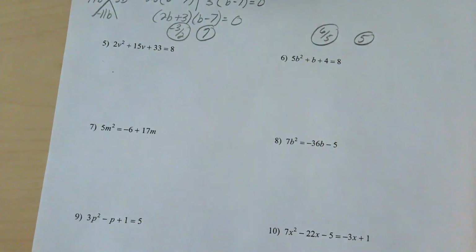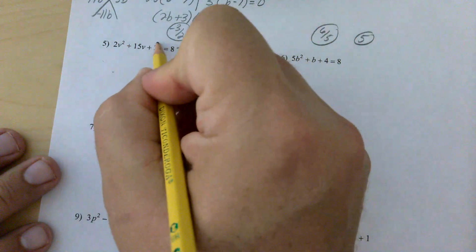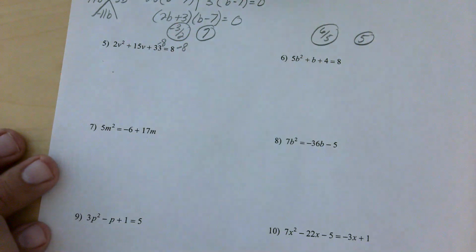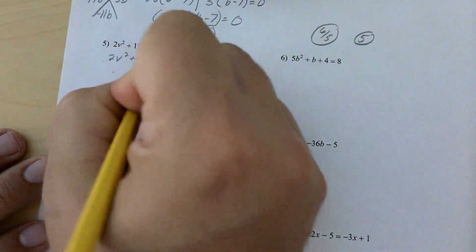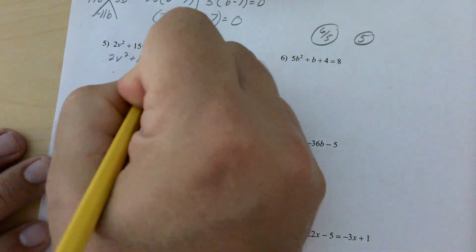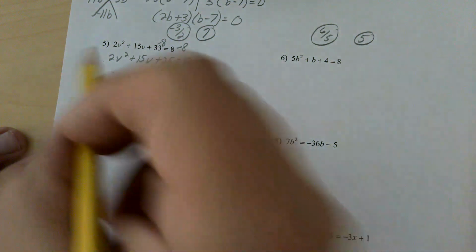Now, number 5, we don't have equal to 0. So this is the first problem where we have to get 0. So I'm just going to bring that 8 over by subtracting 8. So now I'm going to deal with this problem. So it's going to be plus 25 equals 0. 33 minus 8 is 25. Now it should be easy to factor.